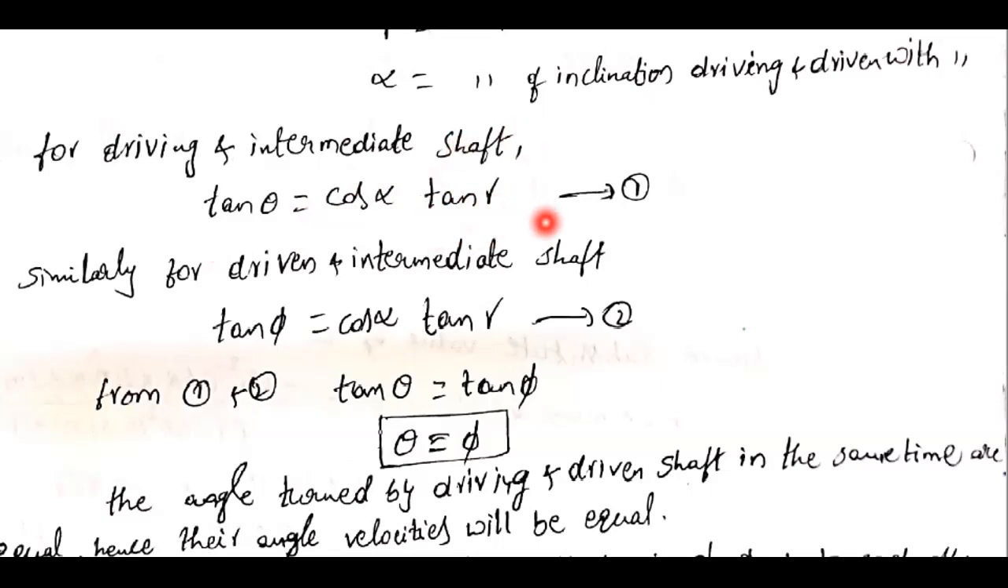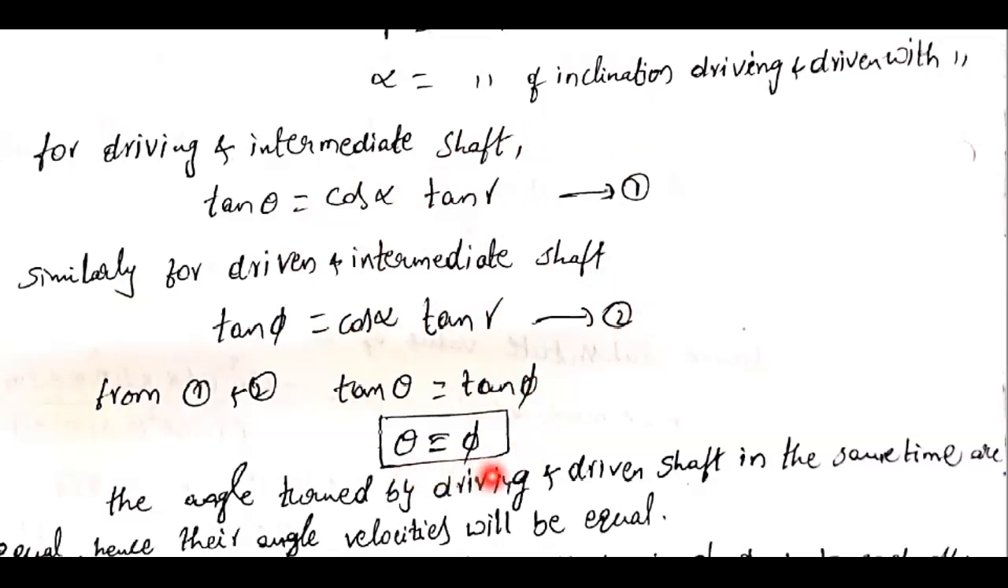Similarly, to write the driven shaft to intermediate shaft relation, tan phi equals cos alpha into tan gamma. When we equate 1 and 2, tan theta equals tan phi. Similarly, theta equals phi. So that's why they are considered here.